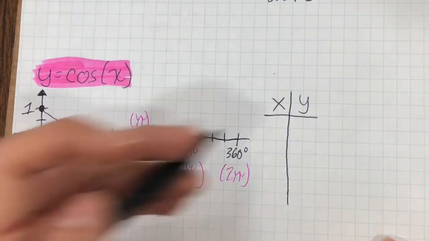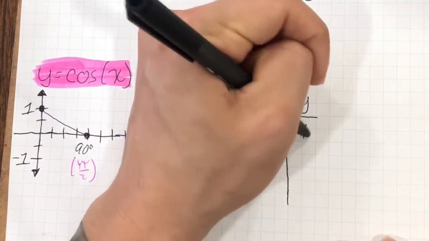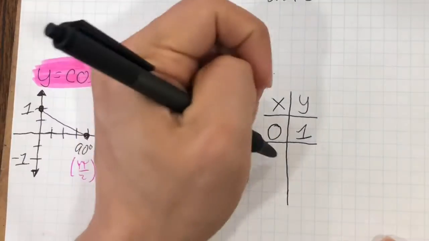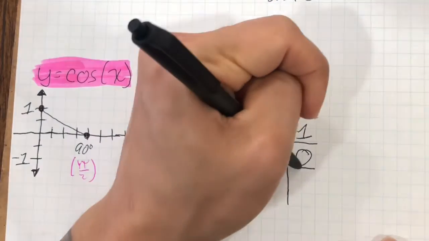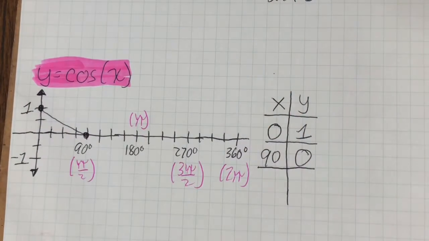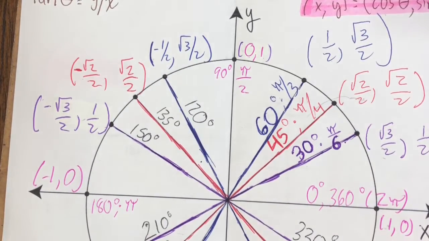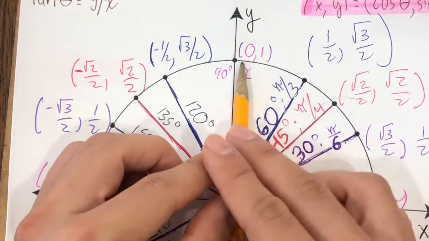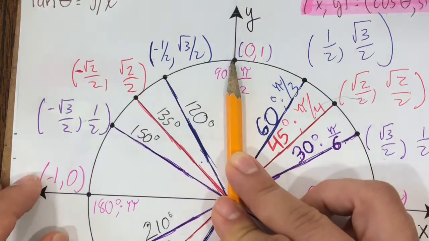All right, so let's start off filling in the table. So we have cosine of 0 degrees starting off. We get 1. And then cosine of 90 degrees, we get 0. All right, so let's go ahead and continue on with the graph by using the unit circle. With the unit circle, I'm going from 90 to 180 degrees. Cosine of 90 is 0.